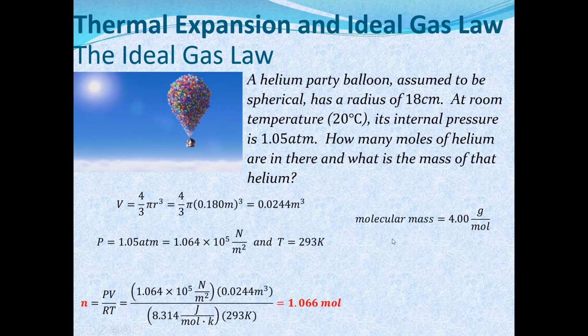So for example, helium has 2 protons and 2 neutrons. So it has 4 particles, so it's 4 grams per mole. Something like carbon, which is carbon 12, would have a molecular mass of 12 grams per mole. So just keep that in mind. It's going to make life easy if you do remember some of the numbers.